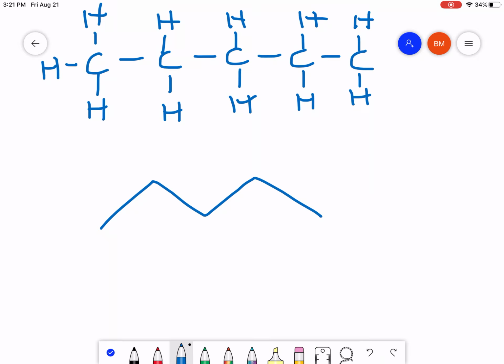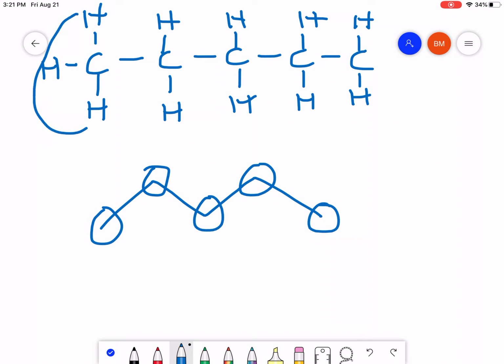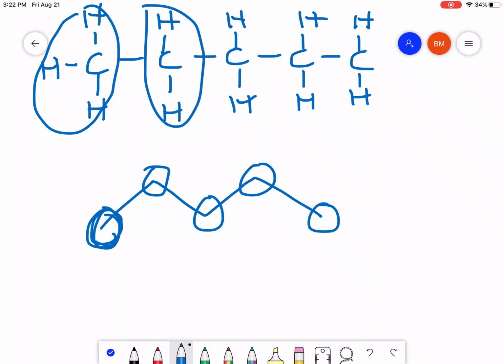We said every corner is a carbon. This carbon chain should have 5 carbons, and 1, 2, 3, 4, 5, right? The end carbon should have 3 H's, all right? 1 bond is already drawn on this carbon, so we have to have 3 H's to fill out tetravalency. This is going to have 2 H's because it's already got 2 bonds shown, right? And we see we have 2 H's here, 2 H's here. There we go. CH3, CH2, CH2, CH2, CH3, right? Very nice, quick, and efficient way of representing pentane.